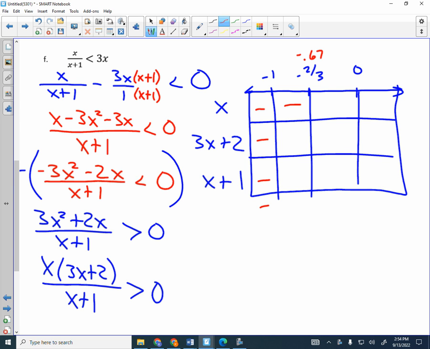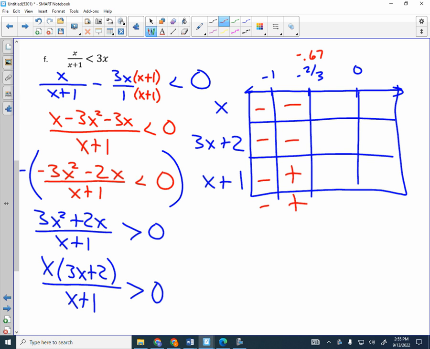What's 3 times -0.9? -2.7 plus 2 is negative. And -0.9 plus 1, that'll be positive. So that will produce a positive set.